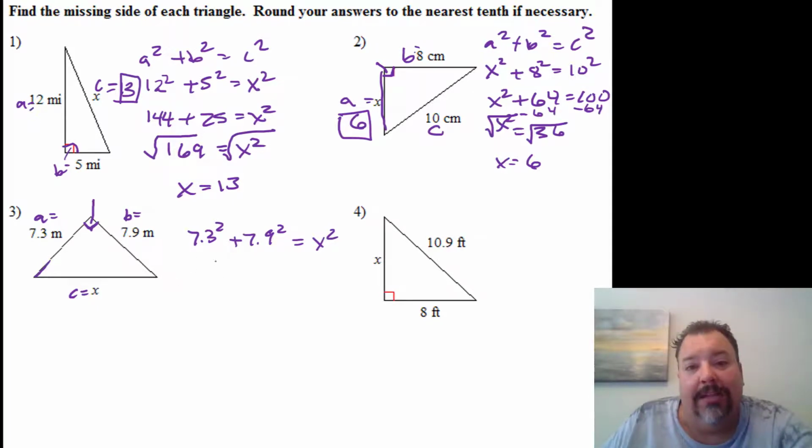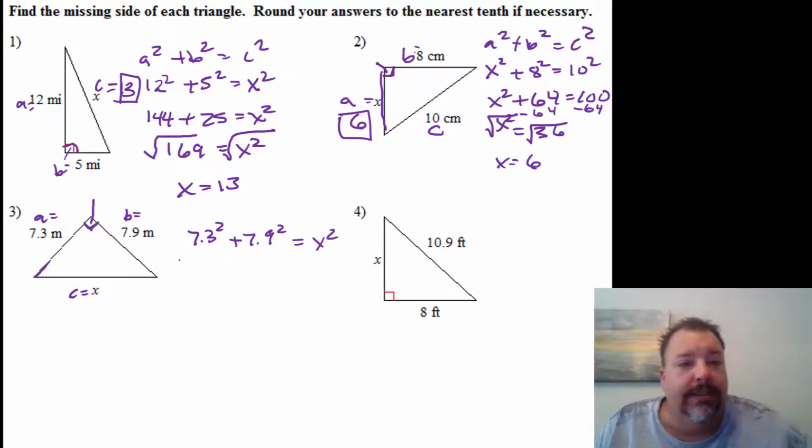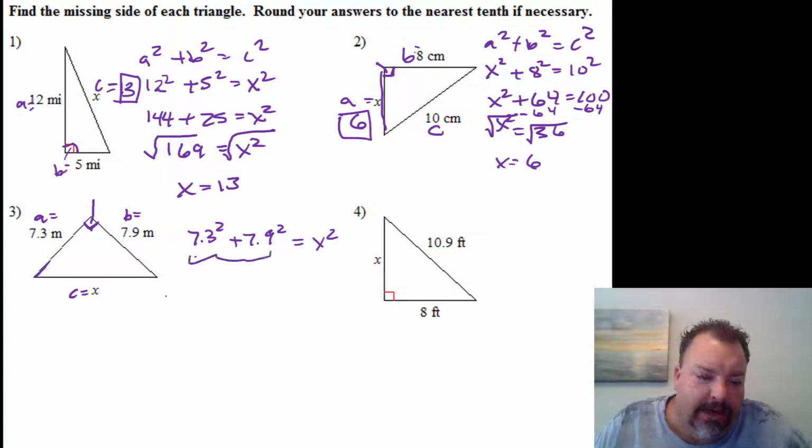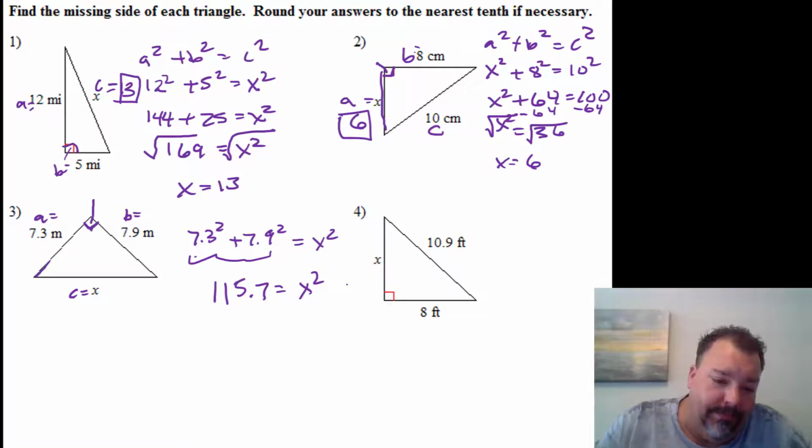And we've got to plug this into Desmos, or your graphing calculator. And into Desmos, you can just plug this whole left side in here right away. So 7.3 squared gives 53.29 plus 7.9 squared gives a total of 115.7. And that's equal to x squared. And now I want to take the square root of that.